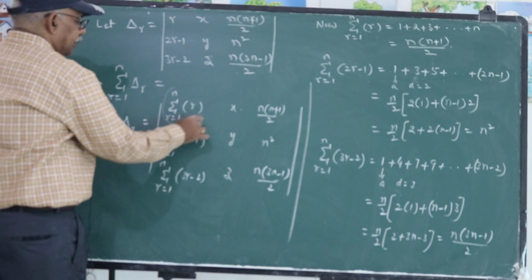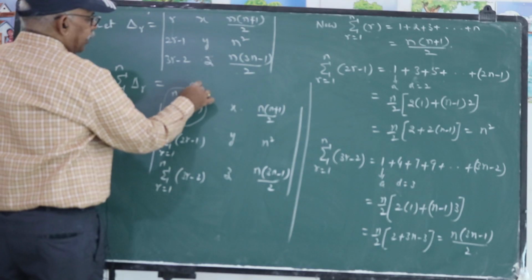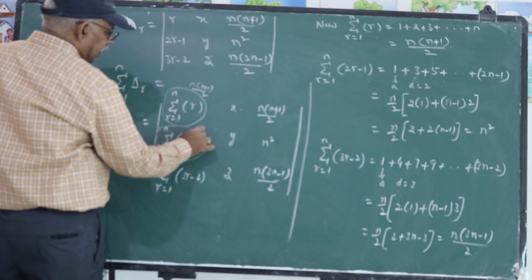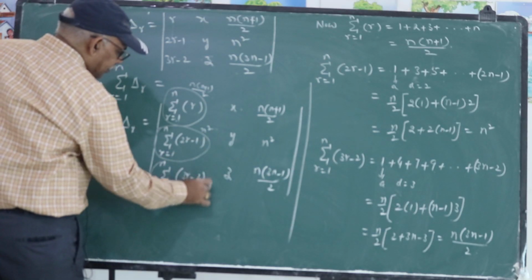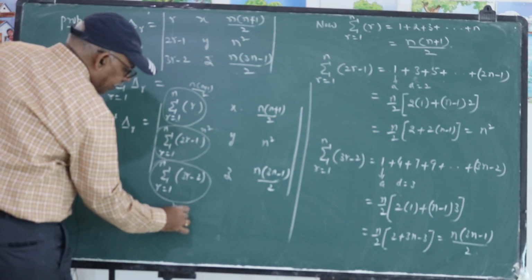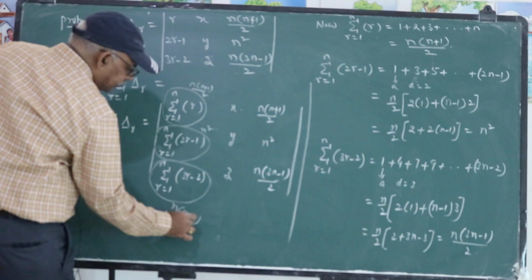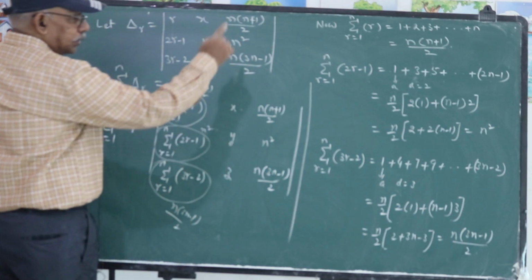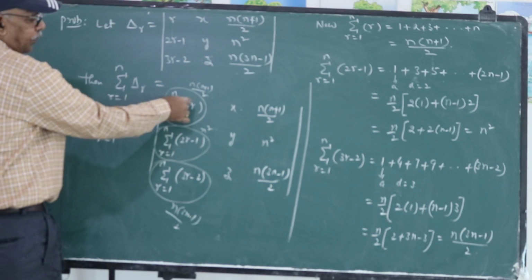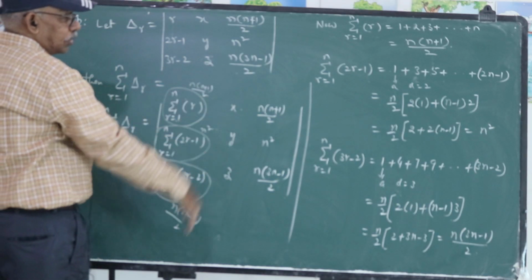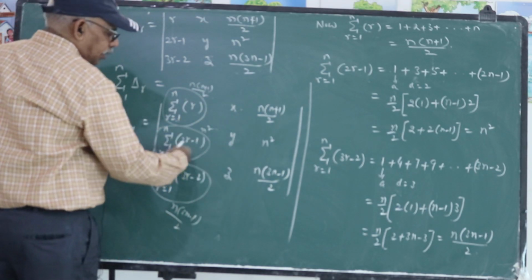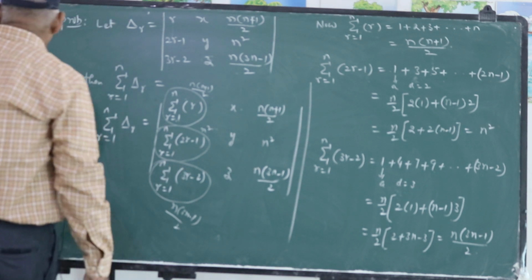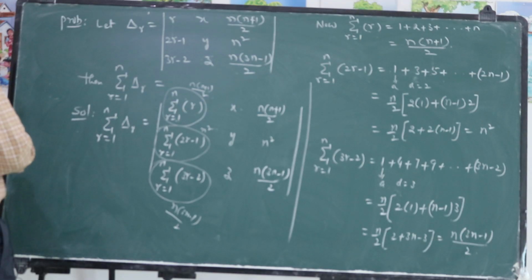It becomes n into (n plus 1) by 2, it becomes n square, it becomes n into (3n minus 1) by 2. So that the first column elements are equal to the third column elements. So both the columns are equal. Hence the determinant value is 0.